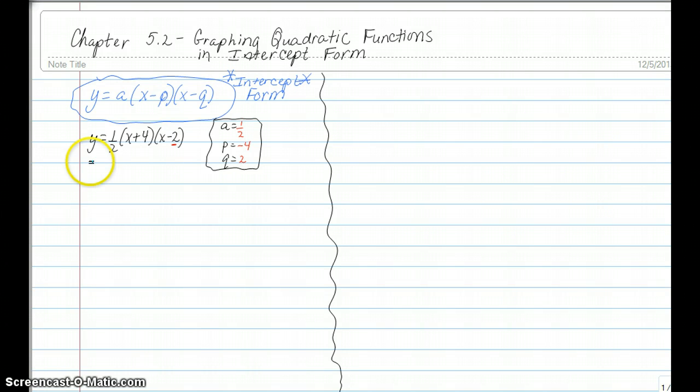Okay, our first step is the axis of symmetry. I'm going to come back to that. And then we're going to have the vertex. We'll come back to that as well. And then we're going to start right away with finding the x-intercepts.